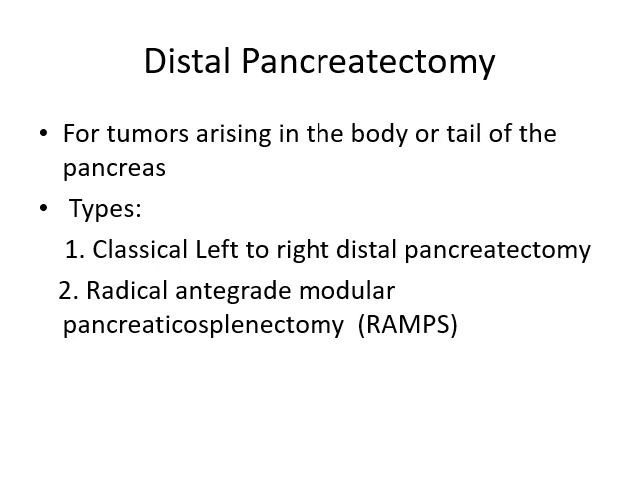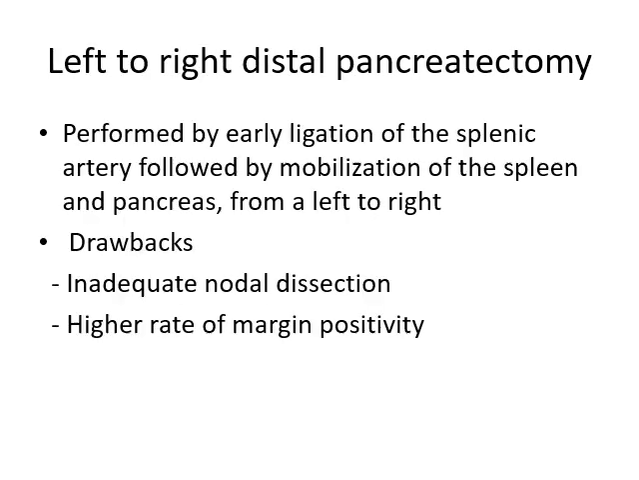For distal pancreatectomy, you do it for tumors arising in the body or tail of the pancreas, and there are 2 types: classic left to right distal pancreatectomy, or radical antegrade modular pancreatosplenectomy, or RAMPS. In the left to right distal pancreatectomy, you perform early ligation of the splenic artery followed by mobilization of the spleen and the pancreas from the left to the right. Disadvantages: there is inadequate nodal dissection and a high rate of margin positivity.